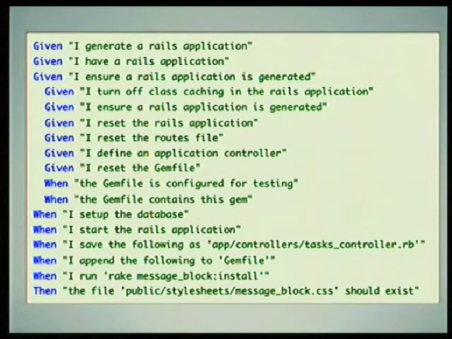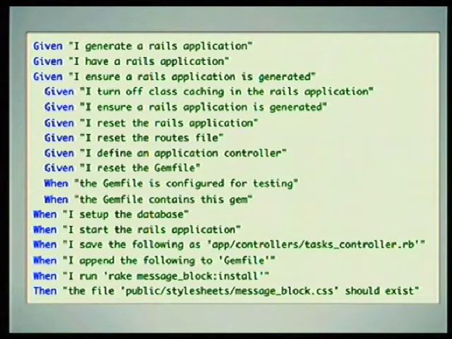It'll make sure one's generated, so it'll actually run the generate command and turn off class caching using a regular expression. And then it'll do all the resetting stuff that you need it to do after each scenario runs. So you want to reset the routes file, because you might be changing controller routes and so on. Reset the application controller. And then the bundler stuff, it will ensure that the gem file in the host app contains that gem, and it will actually run bundle install to ensure it's all working.